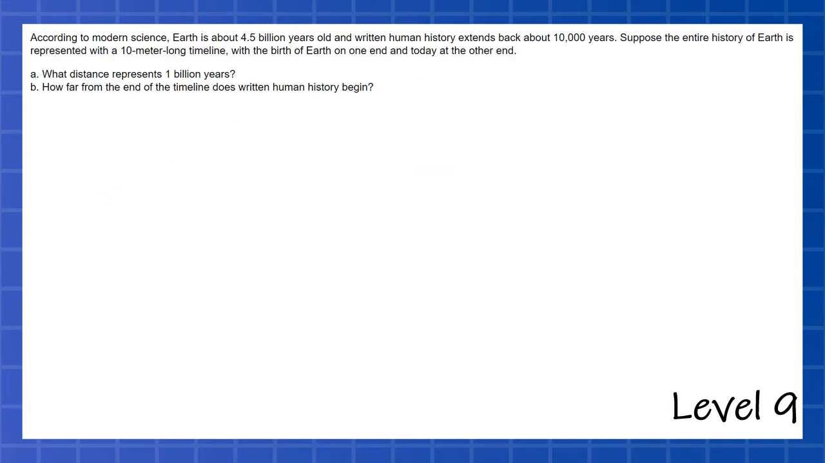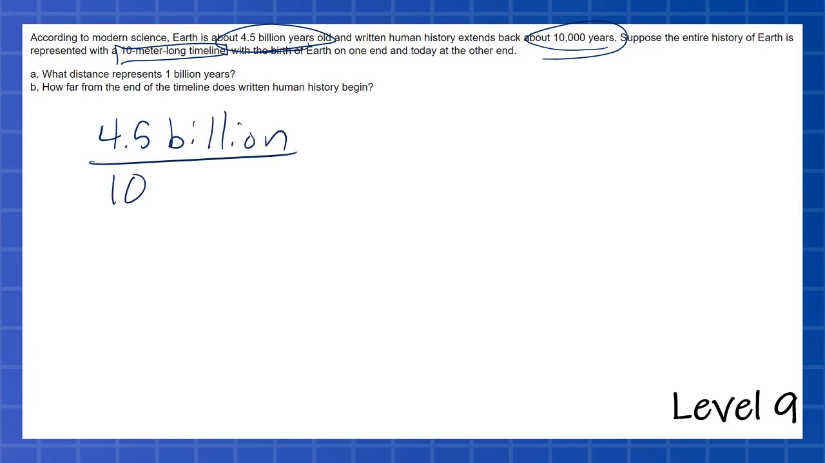Let's look at another scale ratio problem, but this one's a little bit different. This is one of those things you might see in a documentary where they talk about the Earth being really, really old and human written history's not that old. The first question says, suppose the entire history is represented by a 10-meter long timeline. What is the distance that represents 1 billion years? So the entire history is 4.5 billion years. That's 10 meters.